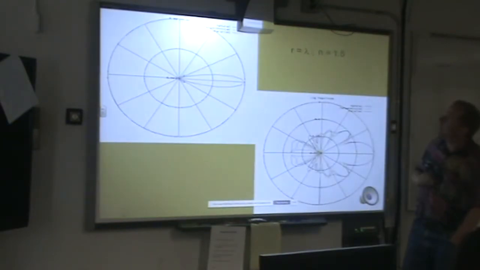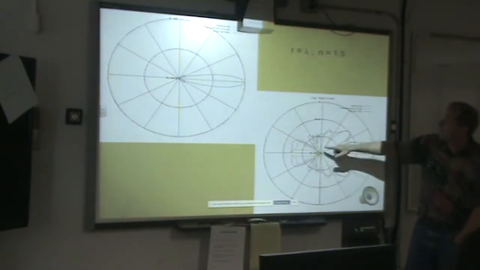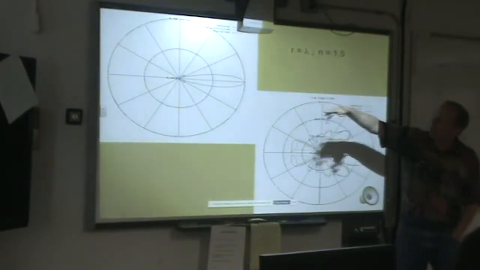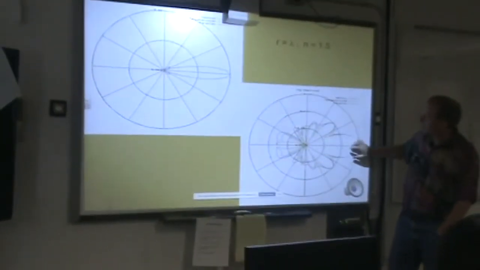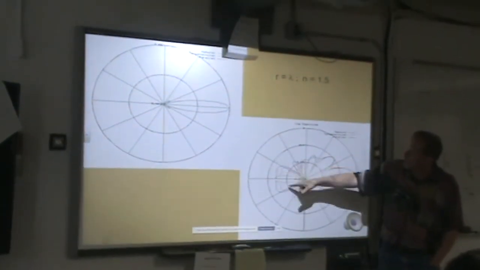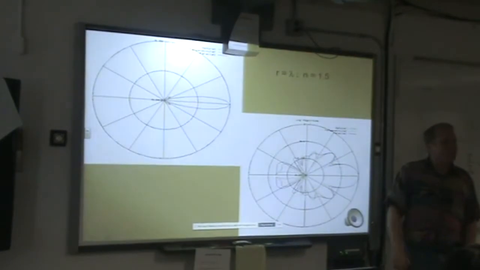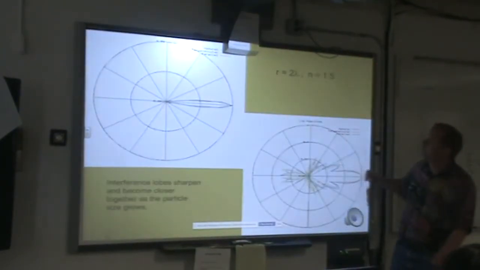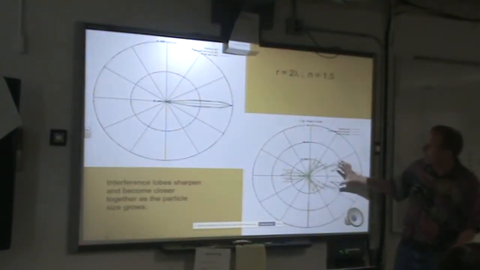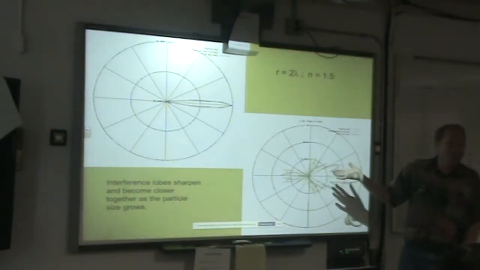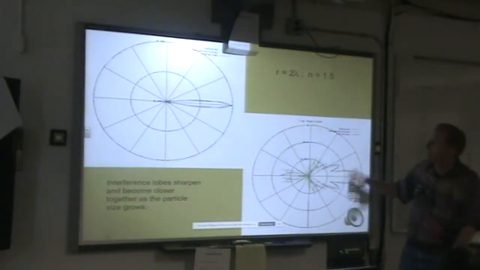If the wavelength and the particle size are the same, I mean, we can't even look at the linear one. Look at all these crazy patterns, and look at how crazy the backscattering is. So it's complicated to figure out what's going on. And eventually, as we get much bigger, we're getting even tighter interference fringes. It's all complicated stuff. Okay?